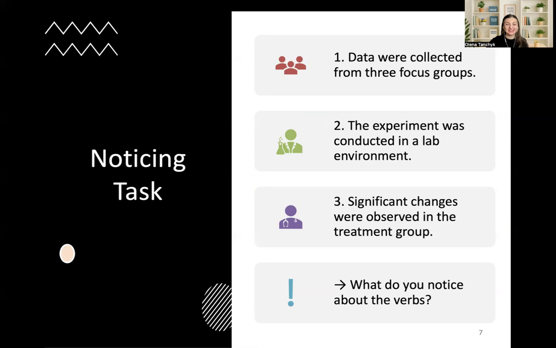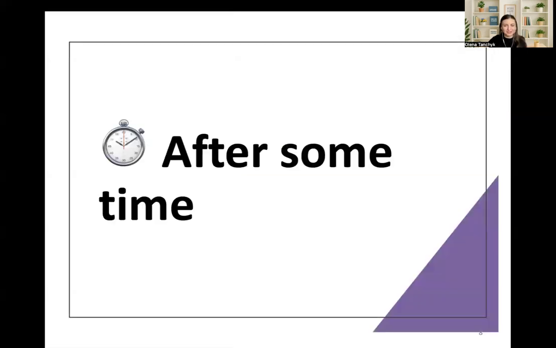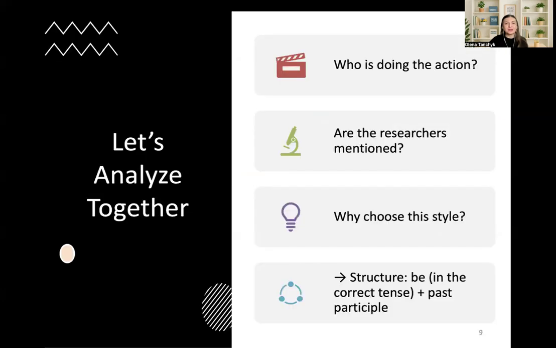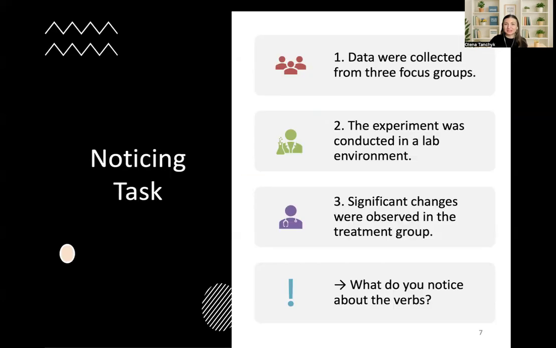Okay, yeah, absolutely. So we see that the verbs are used in a different form, not like we usually use them, okay? So let me ask you these three important questions about the sentences. Who is doing the action? Are the researchers mentioned? And why do we choose this style? Let me go back. Let's look at these sentences one more time, okay? So remember my questions. Who is doing the action?